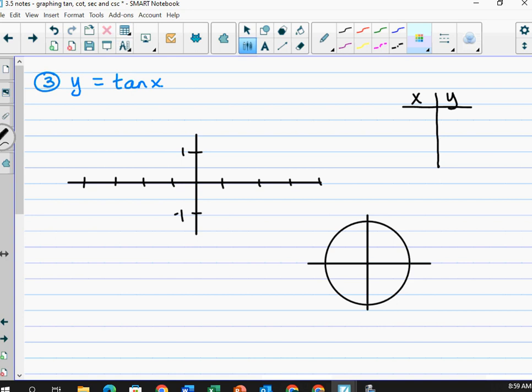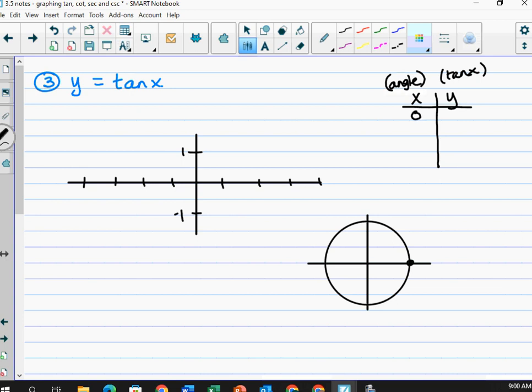Remember we had to make tables? We had to fill out the entire table and then graph all the points on the table. Okay. Y equals tangent of x. Remember, x is the angle we're talking about, like pi over 2, pi over 4, pi, that sort of thing. That's x. And then y is the actual tangent of that angle. So let's start with an angle of 0.